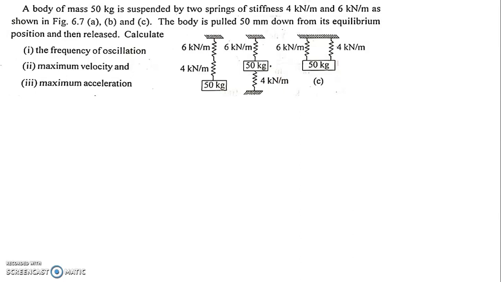So for the second figure, whatever elongation is experienced by the 6 kilonewton per meter spring, the same compression will be experienced by the 4 kilonewton per meter spring. So it is an example of 2 springs connected in parallel. Okay, so only in the first case we have the springs connected in series, and for the second and third cases we have the springs connected in parallel.